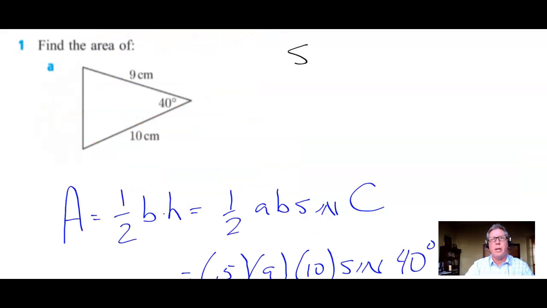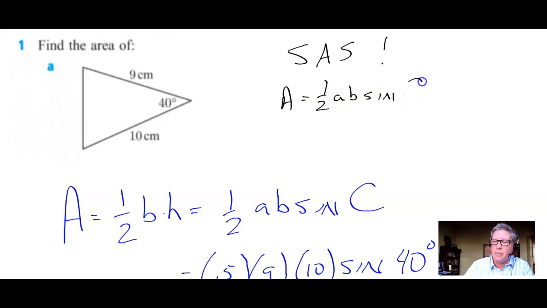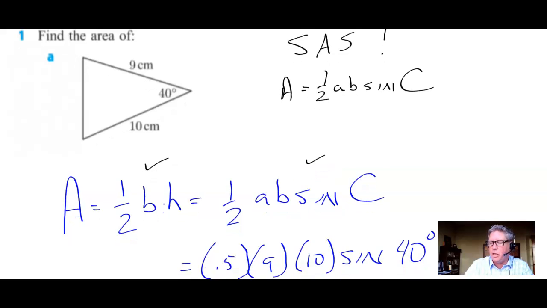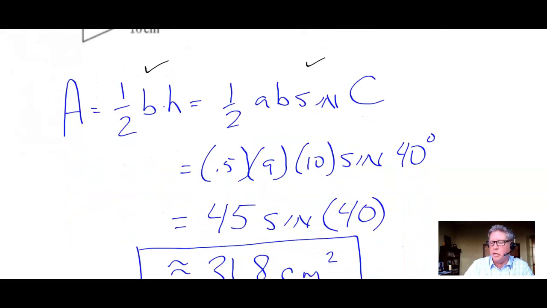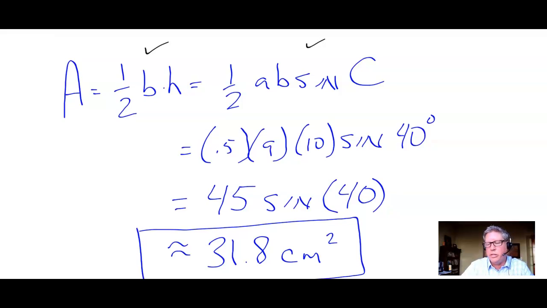All right, you're walking along in the woods and, what, there's a triangle, 9 and 10 and 40 degrees. And you're like, I can't keep going without finding the area. And we notice that we have the side-angle-side. That's good. So 1/2 a b sine capital C. And there it is. We start with the general, we go to the specific, we plug and chug. Nothing too difficult. We can move on with our lives now.